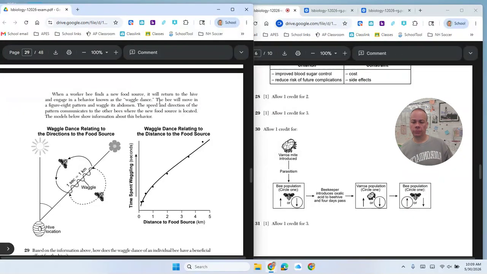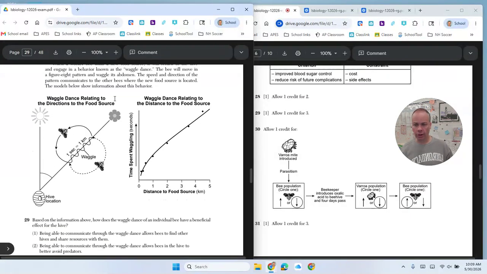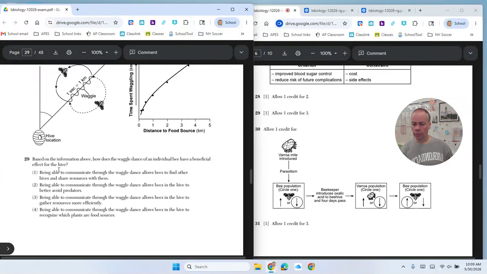Here we have some description of something bees use to communicate, the waggle dance, and you have a description. It tells you how bees can interpret this dance, and the dance is meant to communicate where a food source is. If you analyze and read over all that information, when we look at question 29, based on the information, how does the waggle dance of an individual have a beneficial effect on the entire hive? So based on all of that reading and the graphs, you want to look at those choices.